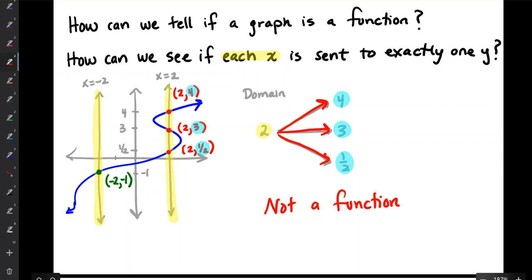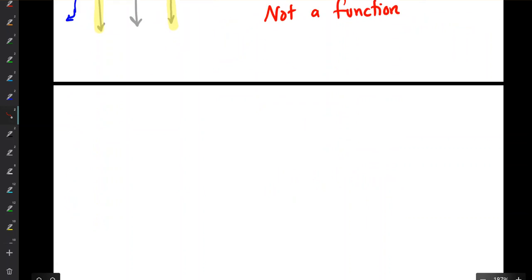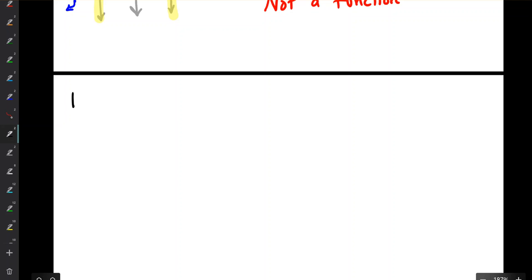Okay? So even though the question is a little challenging, making sure that each x is sent to exactly one y, you can tell if you have a function quickly by seeing if you have any vertical lines that intersect your graph more than once. There's a name for this test, and it is called the vertical line test. Functions pass the vertical line test.